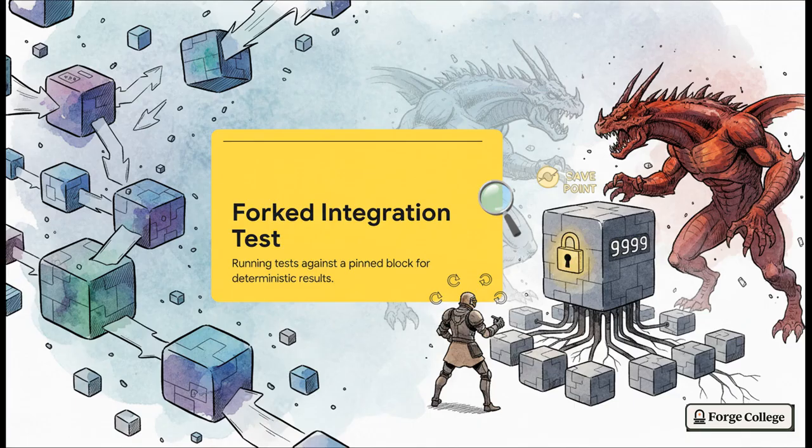If you play video games, think of a forked state like saving your game right before a massive boss fight. No matter how many times you lose and have to reload, the boss is in the exact same spot with the exact same health. It lets you retry the exact same scenario predictably every single time.